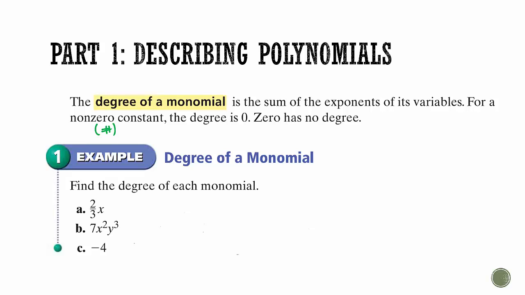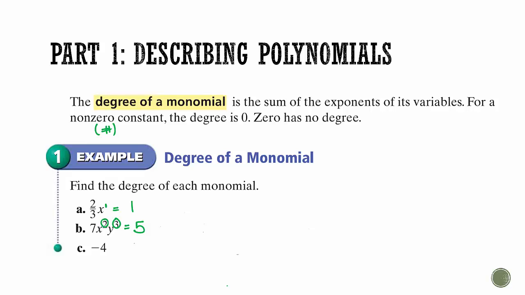So if we take a look at this first thing right here, you always go to your variable. And in this case, you just count the number of variables. Since there's just one x there, the degree is 1. For this next one, you take a look at your variables. X squared means you have 2 x's and 3 y's. So all together you have 5 variables. That's the degree of that monomial.